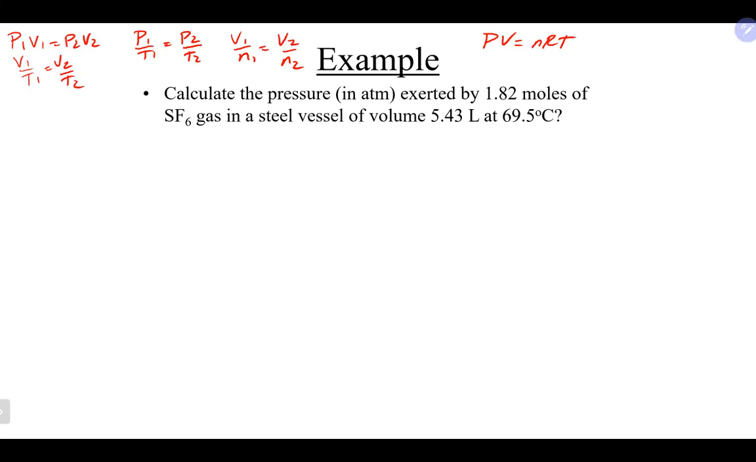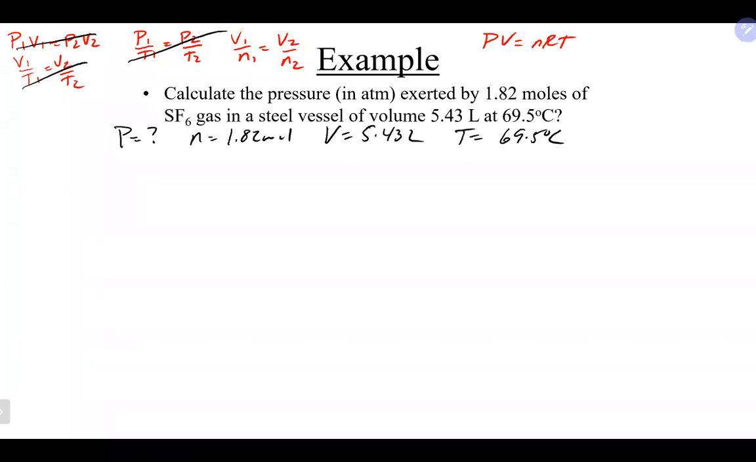As we talked about last time, it's a good idea to pull out the information from the question. So we're looking for a pressure. We do have moles, which is 1.82. We do have a volume that is 5.43, and we do have a temperature that is 69.5 degrees Celsius. Just looking at that, you could clearly get rid of all the gas laws that we used before, since we don't have any pressures.